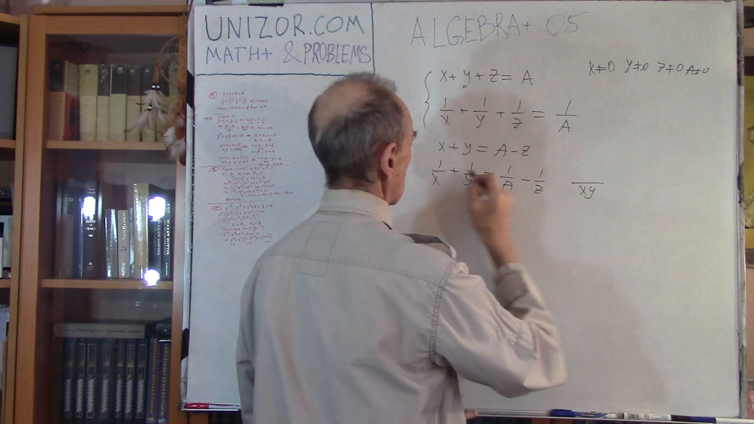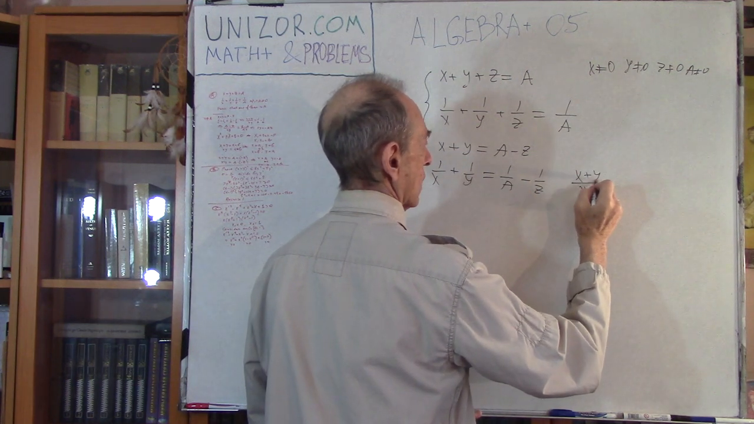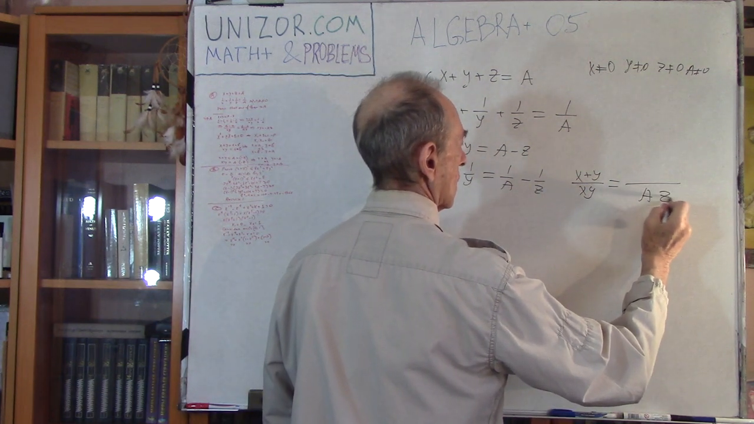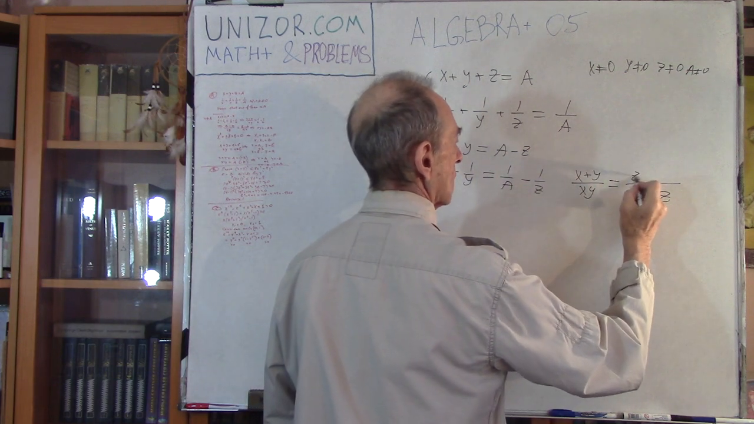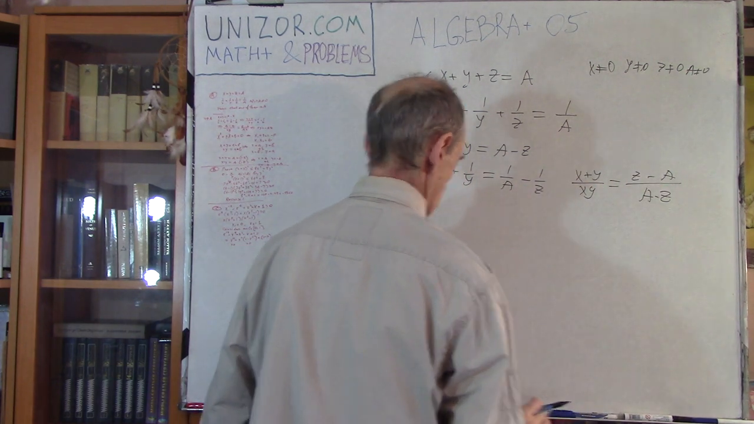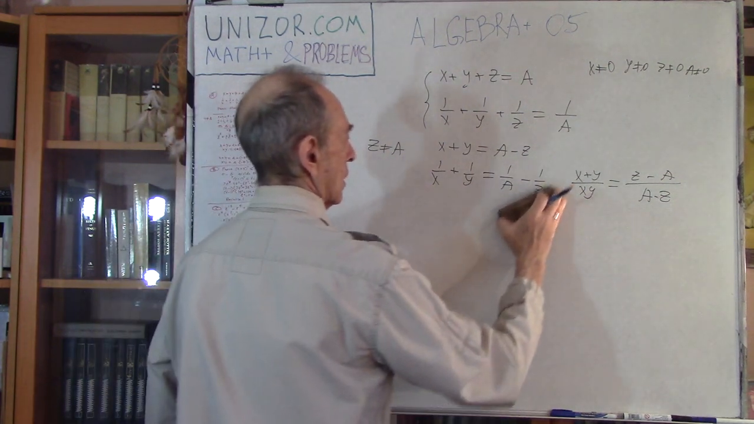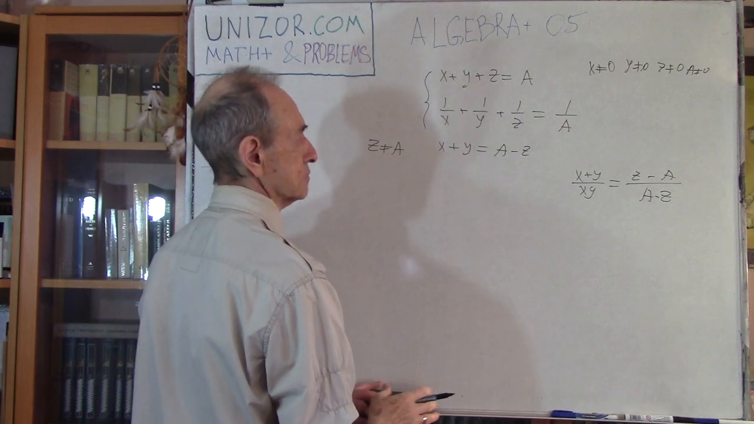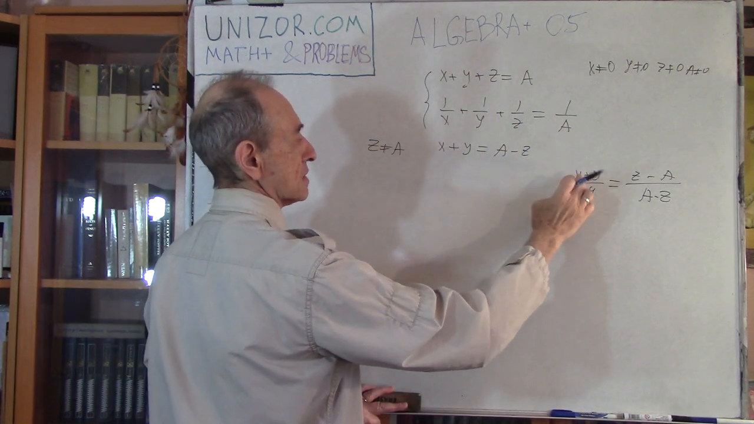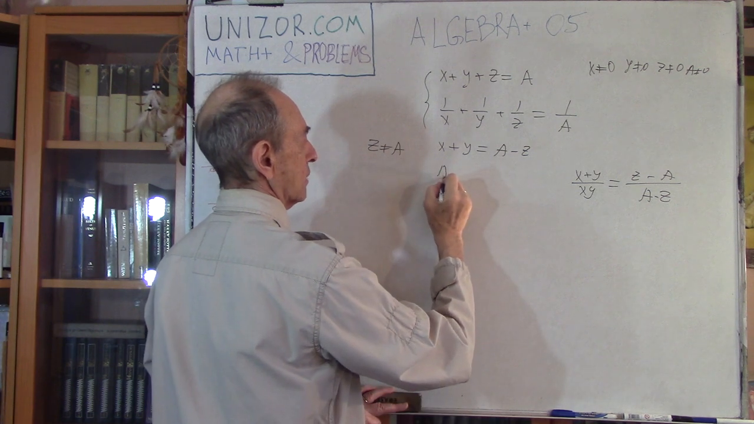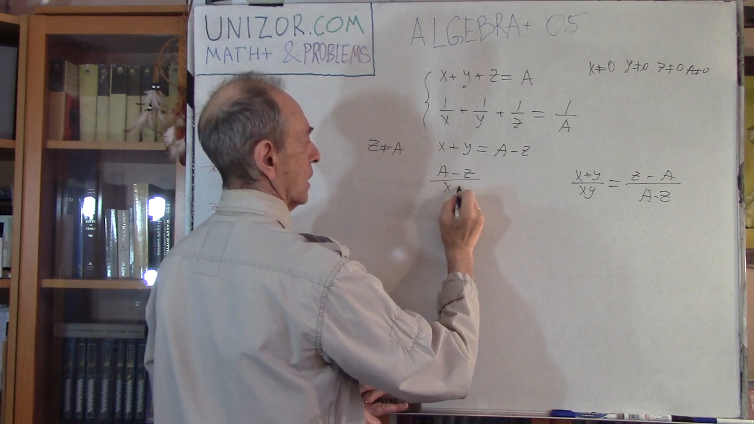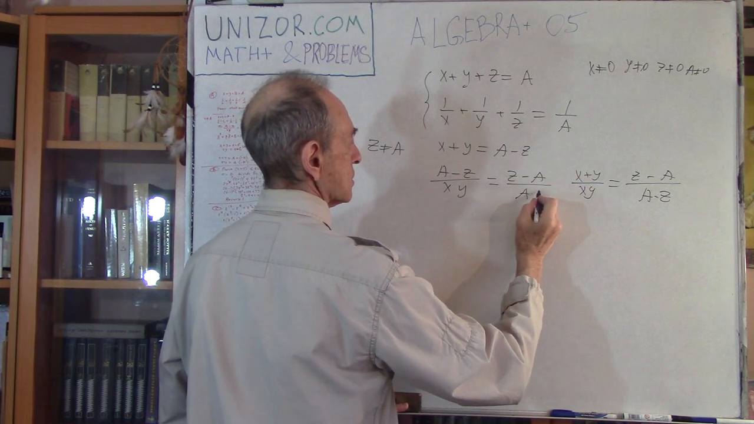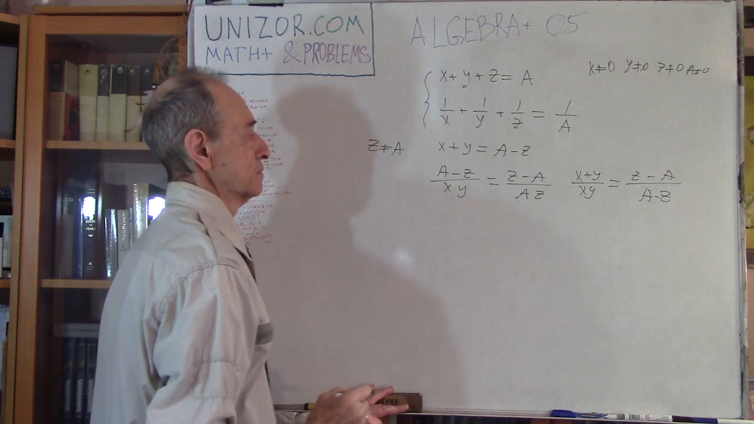This would be Y plus X, or X plus Y, equals to this common denominator AZ, it will be Z minus A. Okay, so I will replace this with this. It's equivalent. Now, I know this condition, so I can substitute it into this, and I will have A minus Z divided by XY equals to Z minus A divided by A times Z, right?